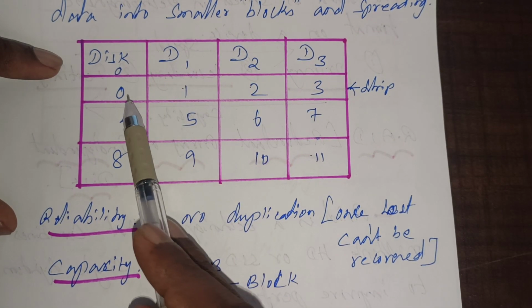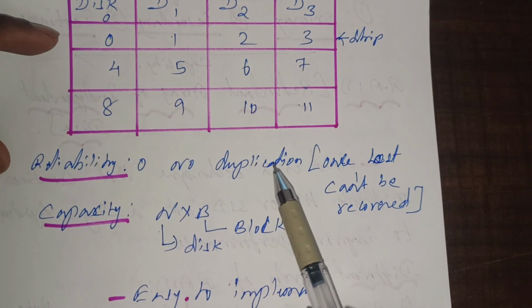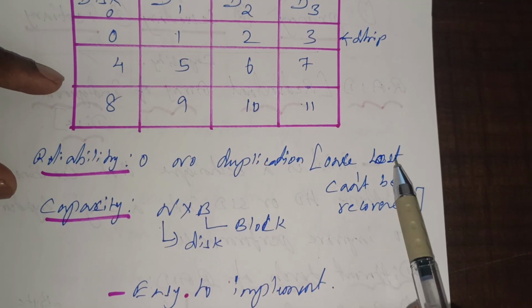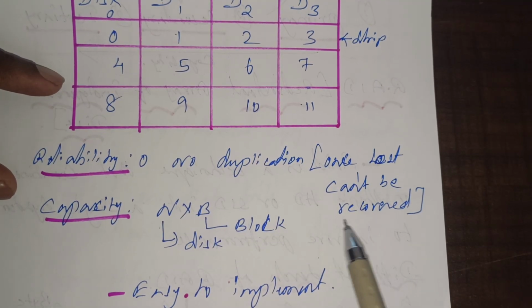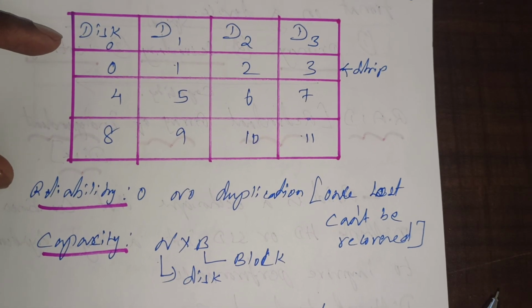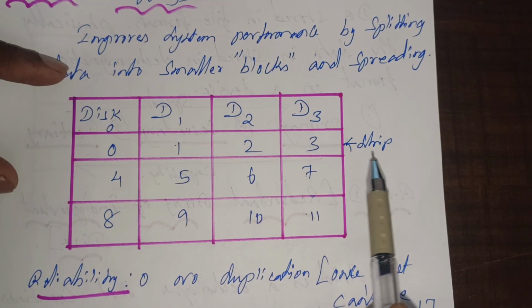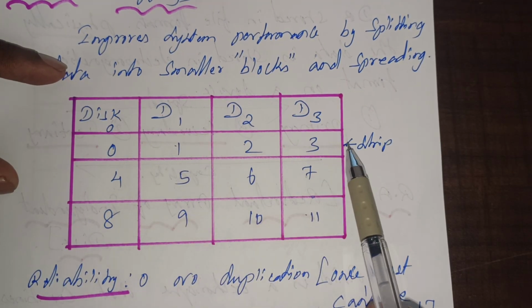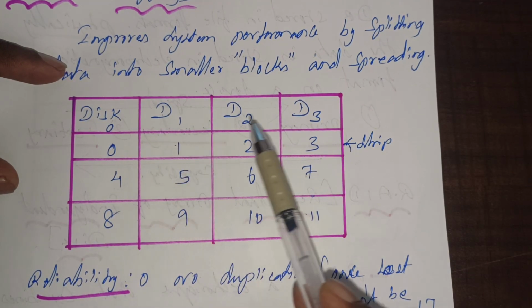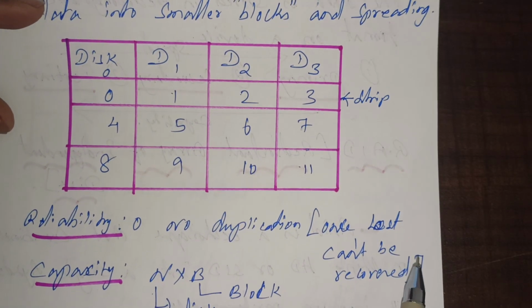You can check this is data 0, 1, 2, 3. There is no repetition here. What happens if there is no repetition? Once the data is lost, we cannot recover. Here you can see the data form a strip. For instance, what is a strip? 0, 1, 2, 3 all together in different drives. We call it a strip. So that's why striping is adopted here.